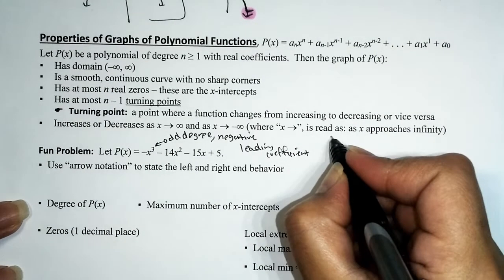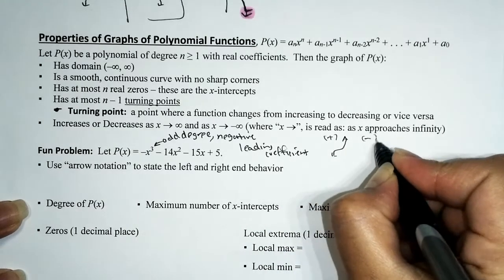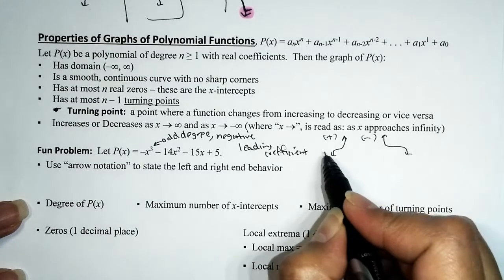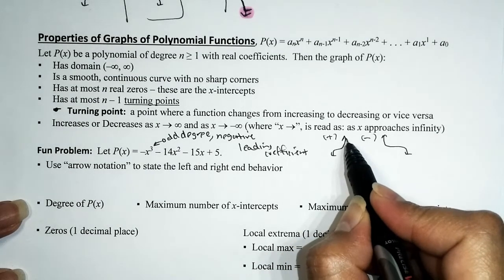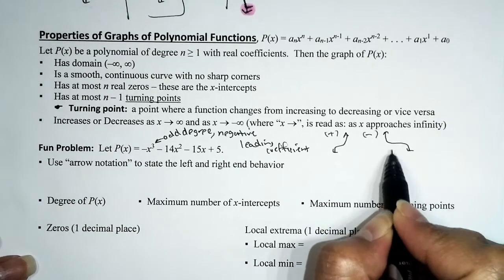So if the leading coefficient was positive, then this is what we will have. But since the leading coefficient is negative, then this is what we're gonna have. Okay, so we reflect about the x-axis. So this part comes down and this part goes up. Cool. So pretend that's a really nice sketch.